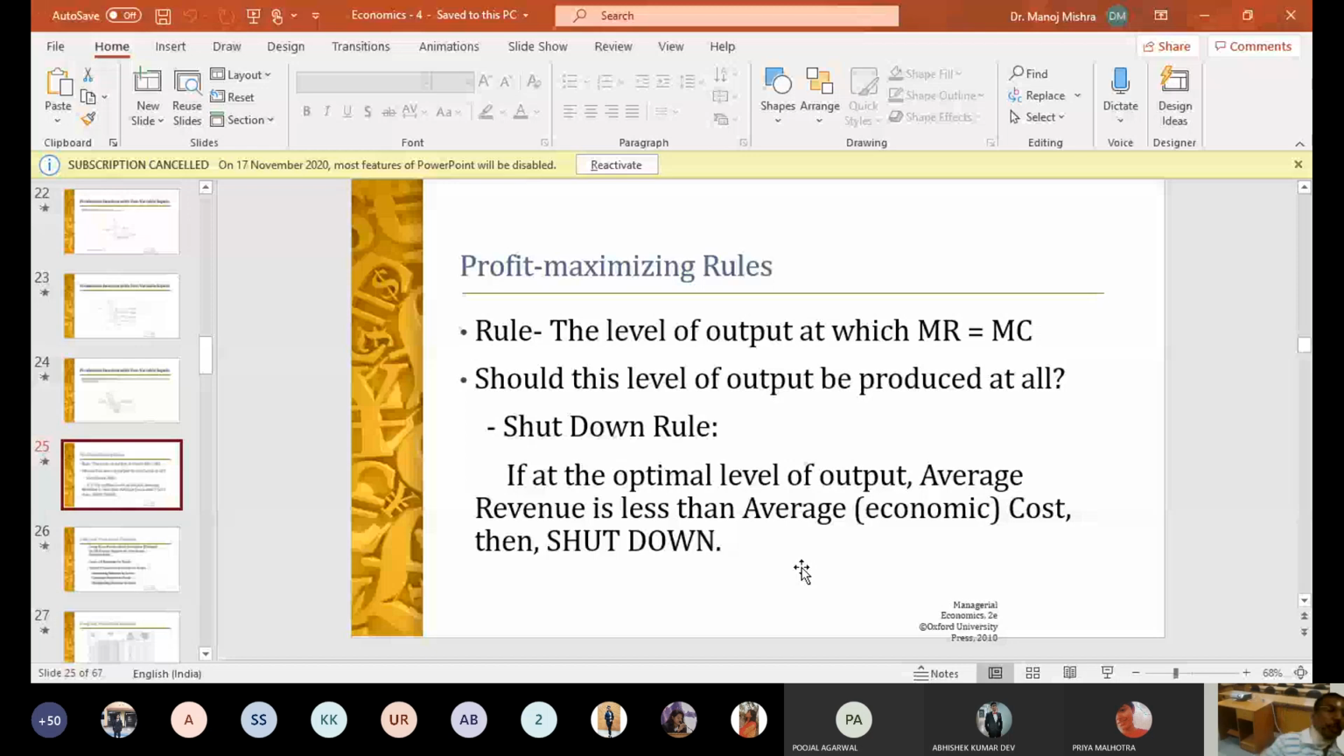So when do we have to shut down the factory? When average revenue is less than the average cost. Simple. It makes common sense. Your average cost is not being covered by your average revenue. Forget about the total revenue. Then you should shut down. In fact, some say average variable revenue. That is also correct, because that is more important. Fixed revenue we can sometimes cover later on also when situations are better.